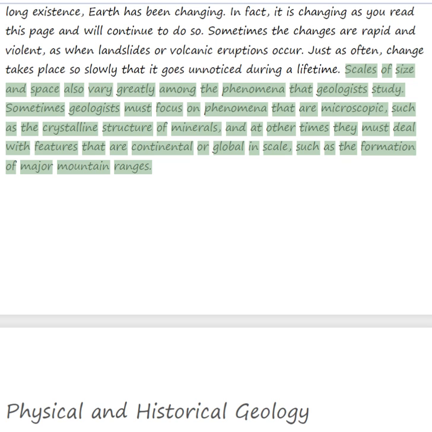Scales of size and space also vary greatly among the phenomena that geologists study. Sometimes geologists must focus on phenomena that are microscopic, such as the crystalline structure of minerals, and at other times they must deal with features that are continental or global in scale, such as the formation of major mountain ranges.